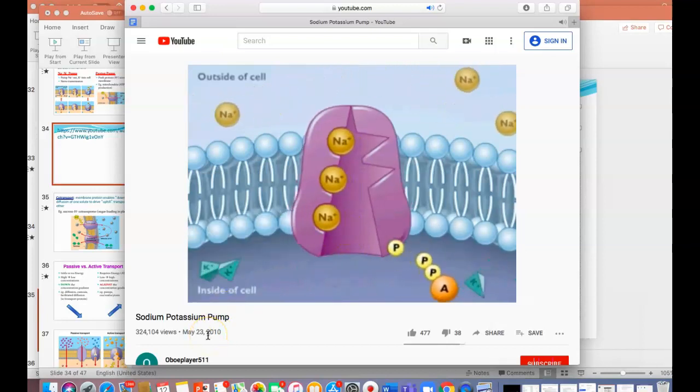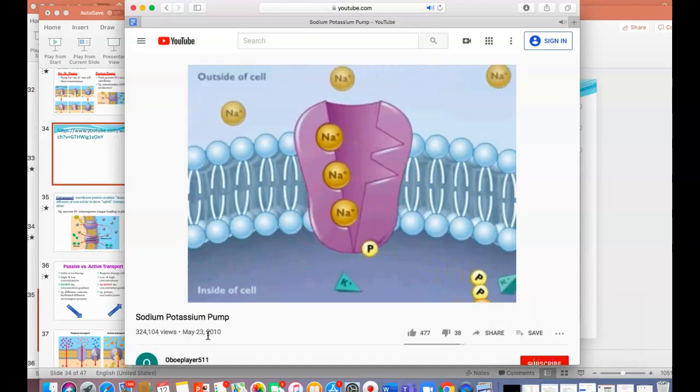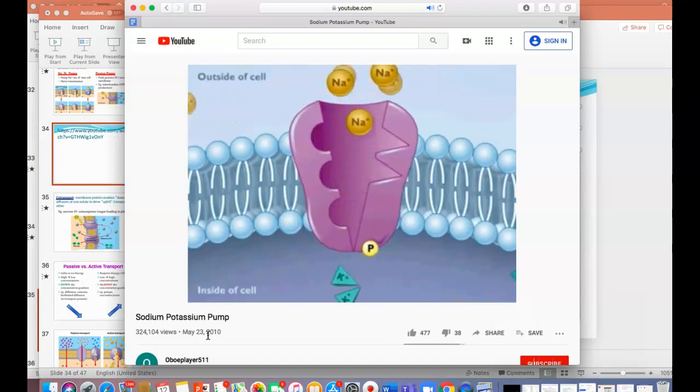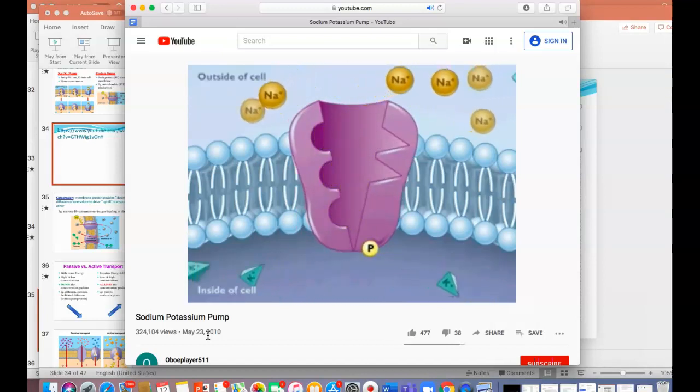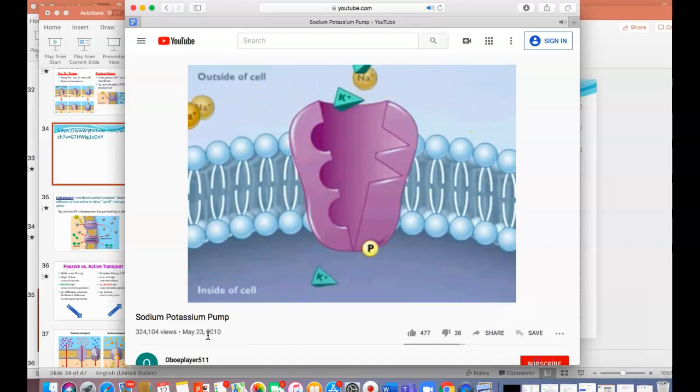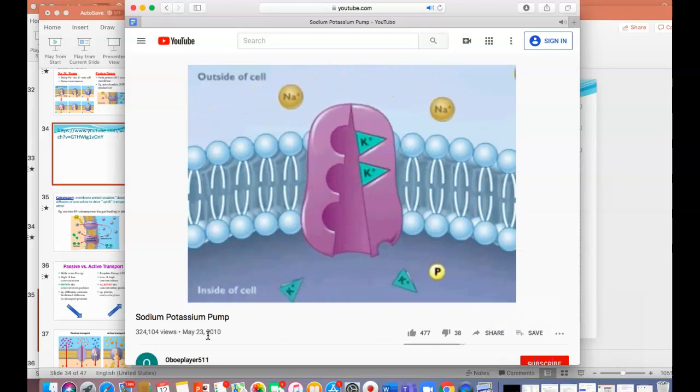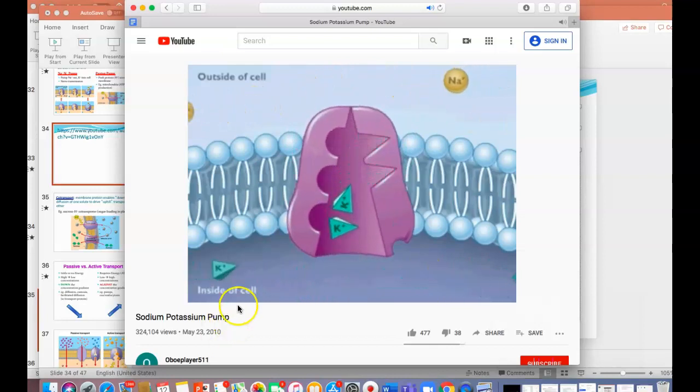So watch it again. It takes ATP, 3 sodiums leave. Two potassiums come in. And it just keeps happening over and over again.